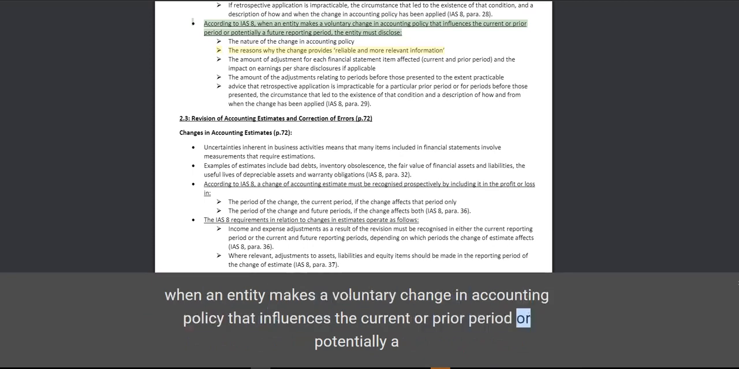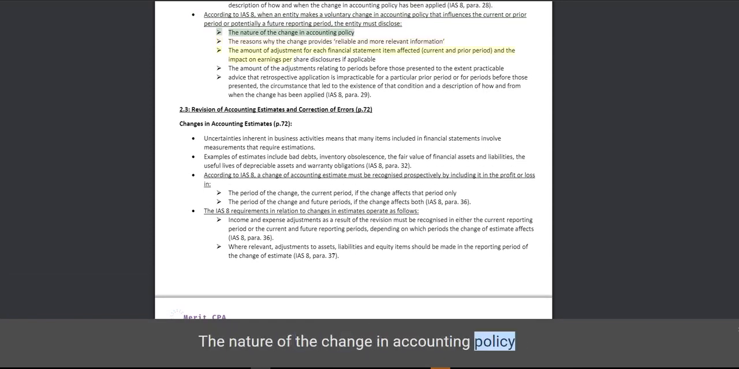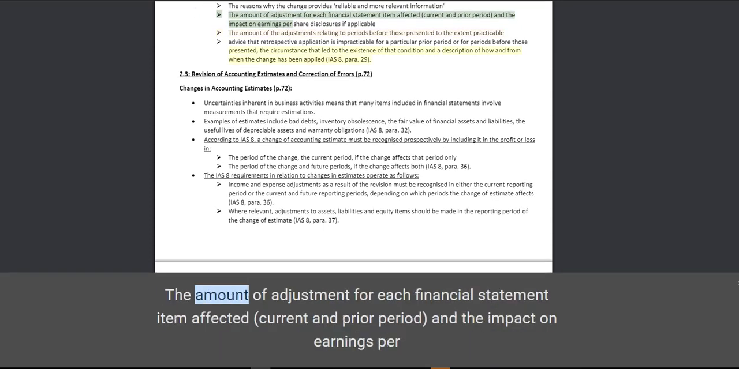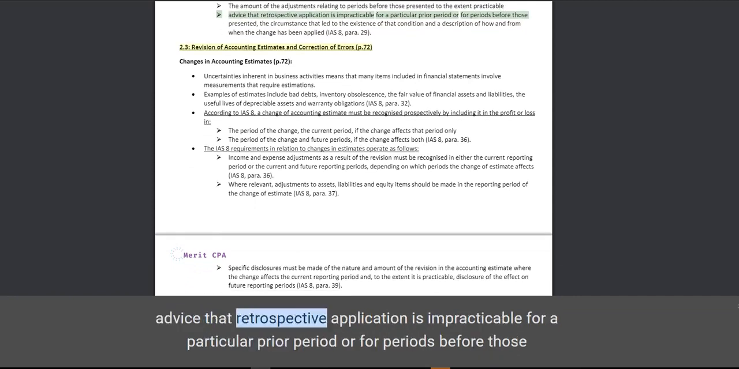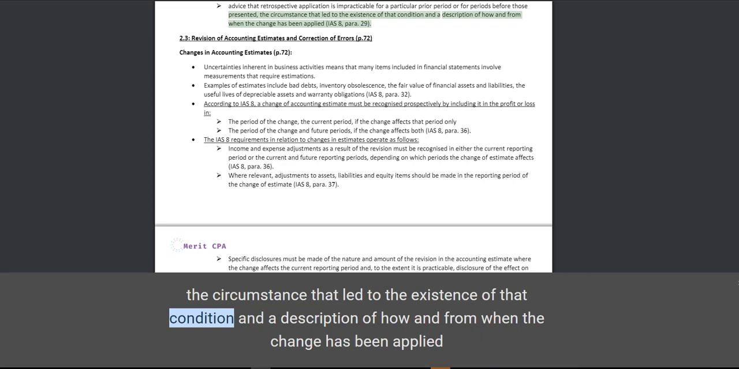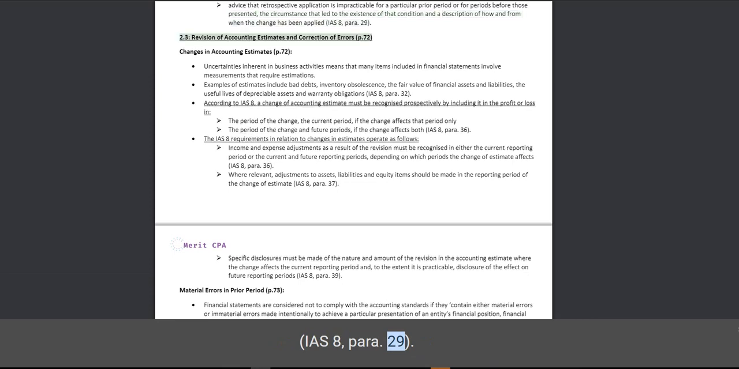the current or prior period or potentially a future reporting period, the entity must disclose the nature of the change in accounting policy, the reasons why the change provides reliable and more relevant information, the amount of adjustment for each financial statement item affected, current and prior period, and the impact on earnings per share disclosures if applicable, the amount of the adjustments relating to periods before those presented to the extent practicable. Where retrospective application is impracticable for a particular prior period or for periods before those presented, the circumstance that led to the existence of that condition and a description of how and from when the change has been applied. IAS 8, para. 29.